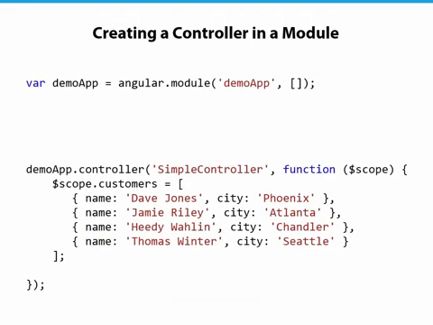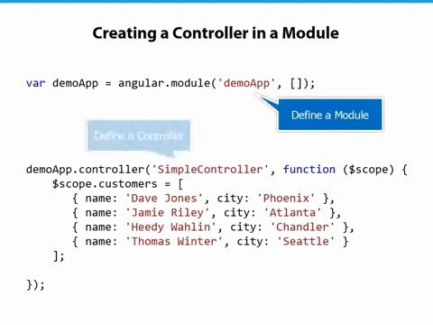And this is the more, I'd say, official way to create a controller. So you'll notice up top we have our demo app, and we just create that the same way. In this case, we're saying it has no dependencies, empty array. Now, what we're going to do with that module is use it to define a controller. And we're going to call this, as it shows, simple controller. And notice that I just have an anonymous function here nested inside.